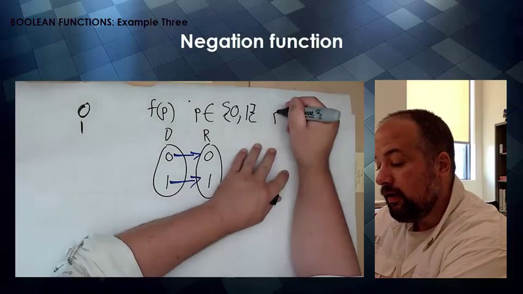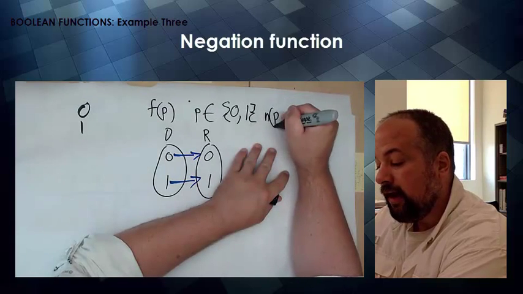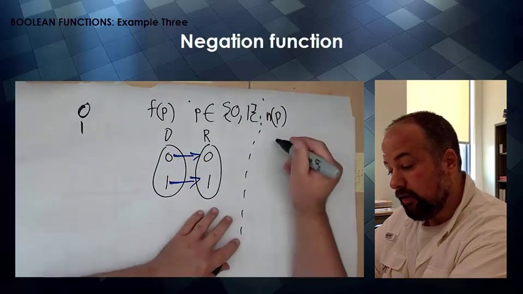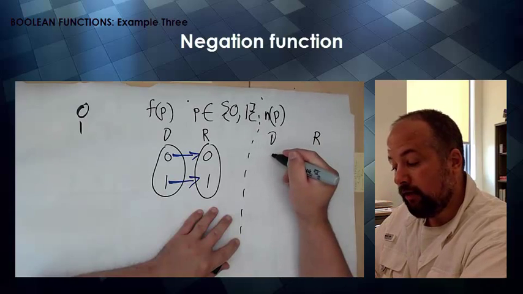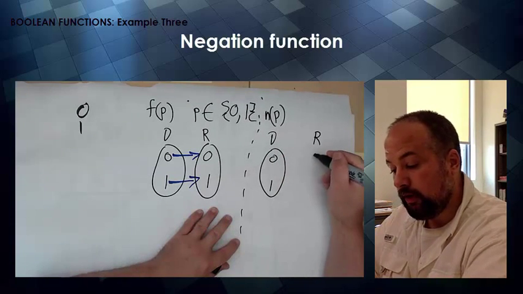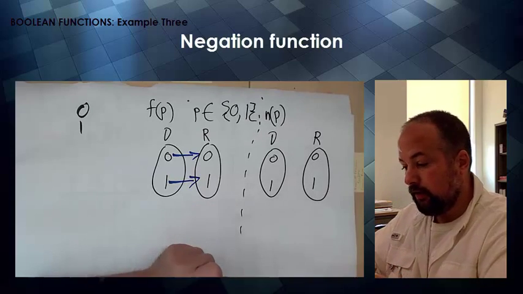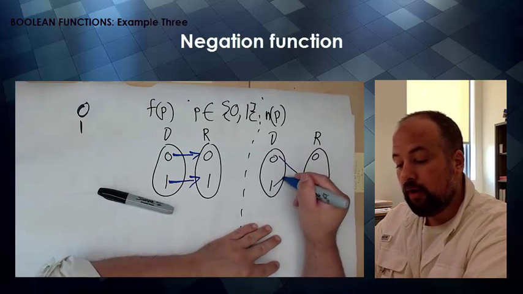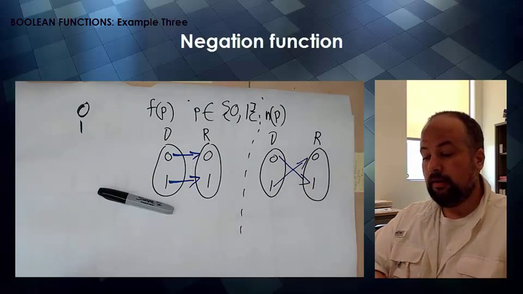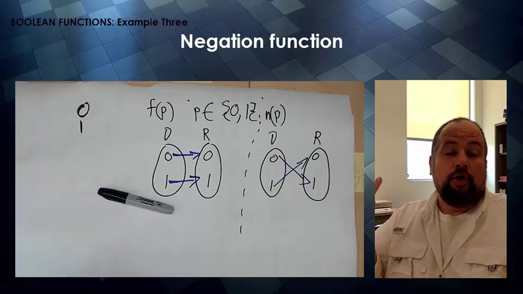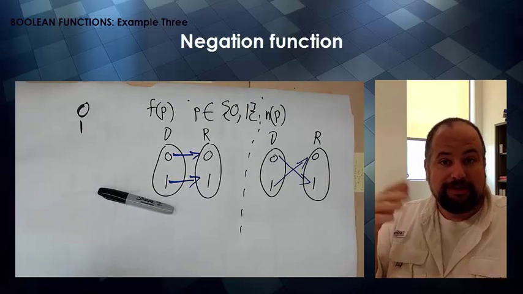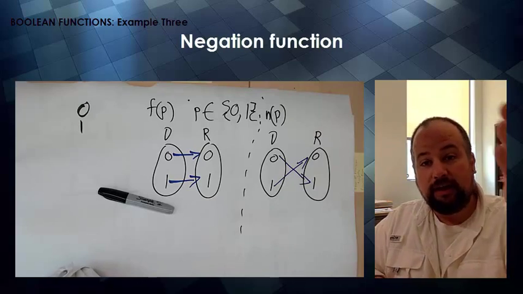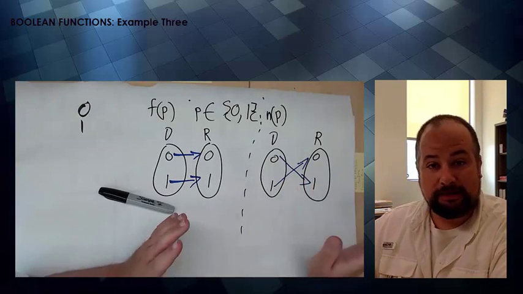For our negation function, we have the same domain and range, 0, 1. But the negation maps to the opposite. So 0 maps to 1, and 1 maps to 0, right? What is that? That's your not, basically, right? That you've used a million times in your other programming classes. So when you negate something, you're just saying the opposite. This is that mathematically defined.